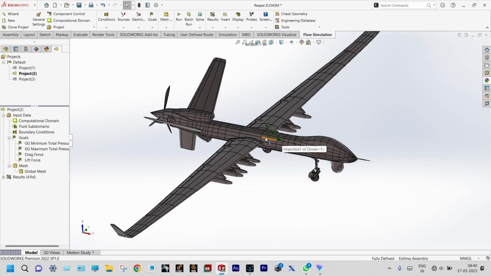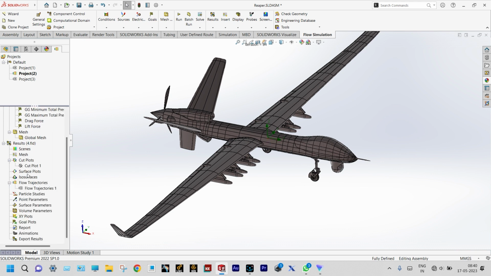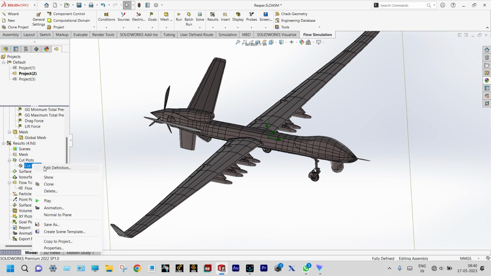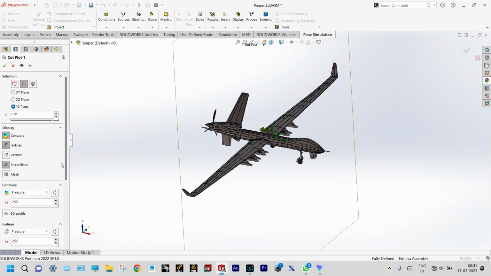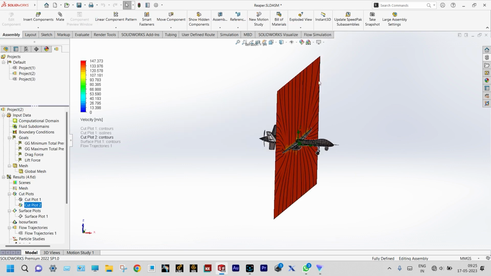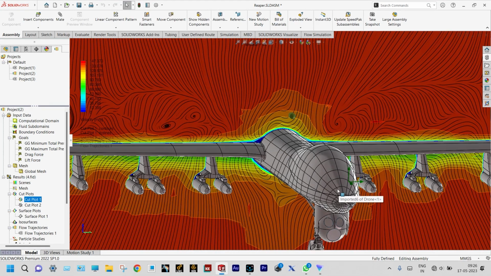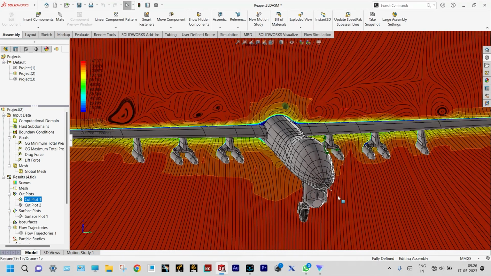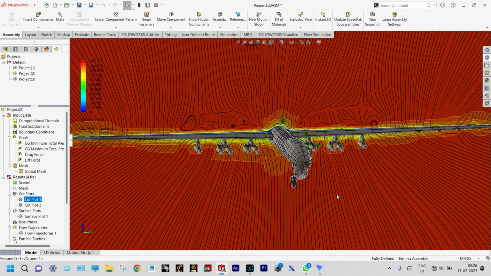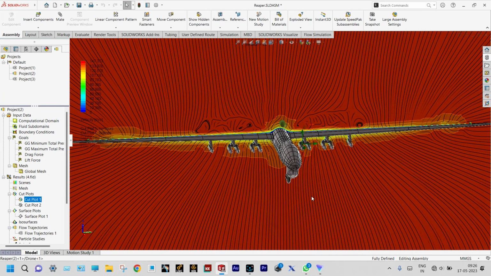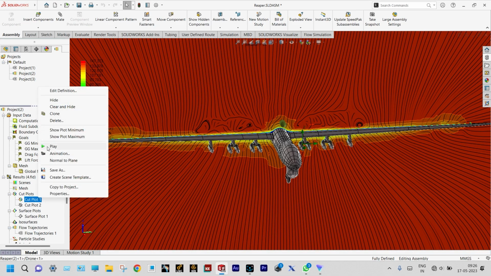Now first of all, you see different cut plots of pressure and velocity from different planes, right? So let us insert cut plots. We'll see velocity from the YZ plane, and the display pattern will contain contours, isolines, and also streamlines, right? So let us play it.